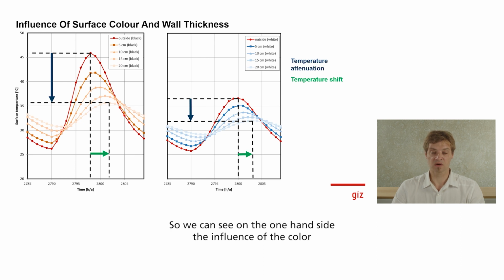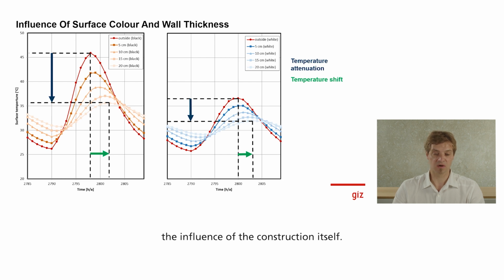So we can see on the one hand the influence of the color, and on the other hand, with the different thickness, the influence of the construction itself. We say the thermal mass that we have.